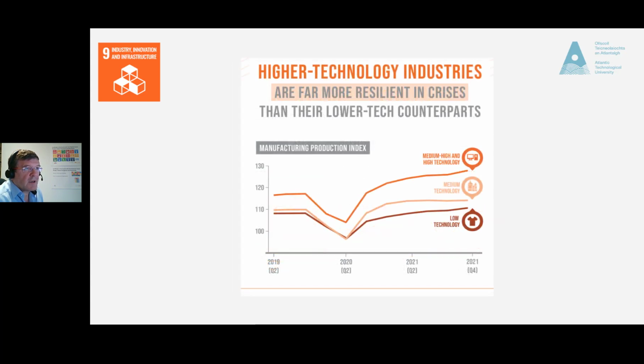As you might expect, higher technology industries are far more resilient to crisis than the lower tech counterparts, and you can see the statistics developed or indicated there on the manufacturing production index.